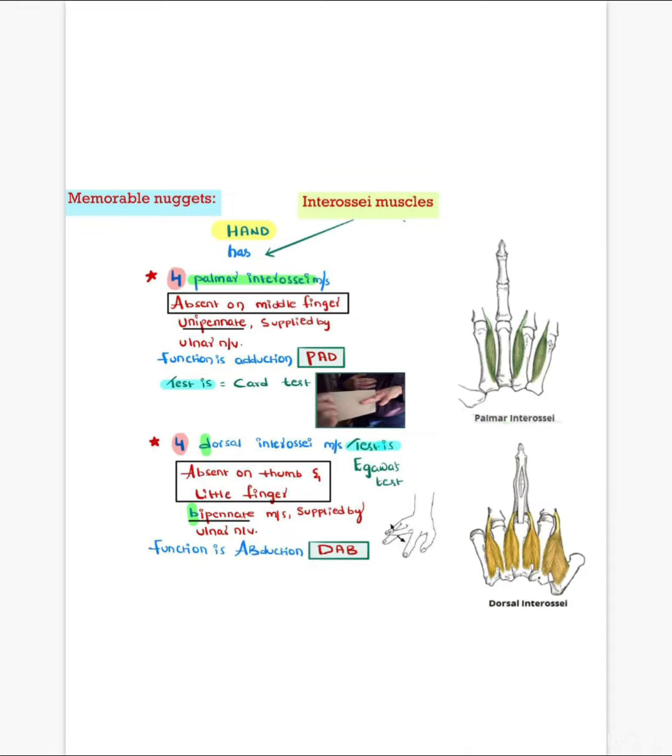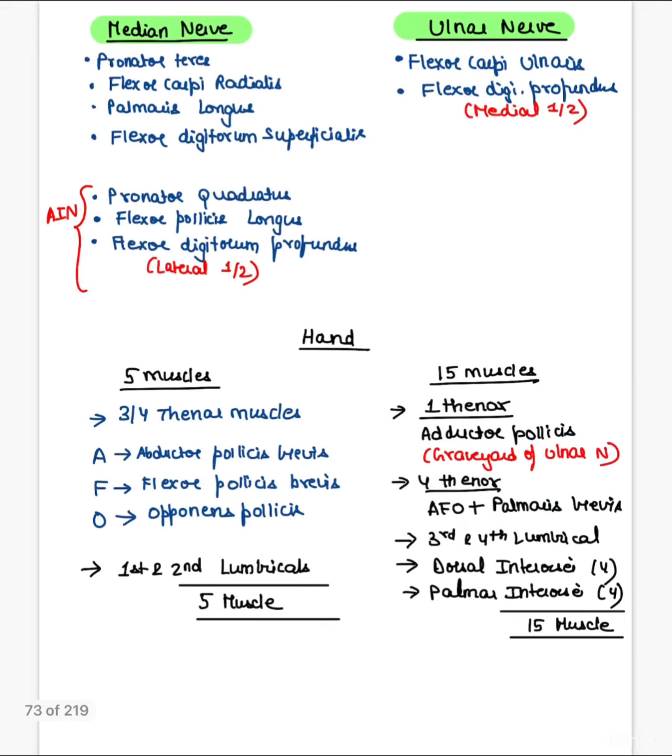Then coming on to the interossei, we have 4 palmar interossei and 4 dorsal interossei. For palmar, the mnemonic is PAD, that is adduction. Dorsal is DAB, that is abduction. The palmar is tested by the card test, again important, and the dorsal is tested by Igawa's test, and all of these interossei are supplied by the ulnar nerve. So the card test, Igawa's test, book test, Froment test, all of them are tests for the ulnar nerve. Very easy now.